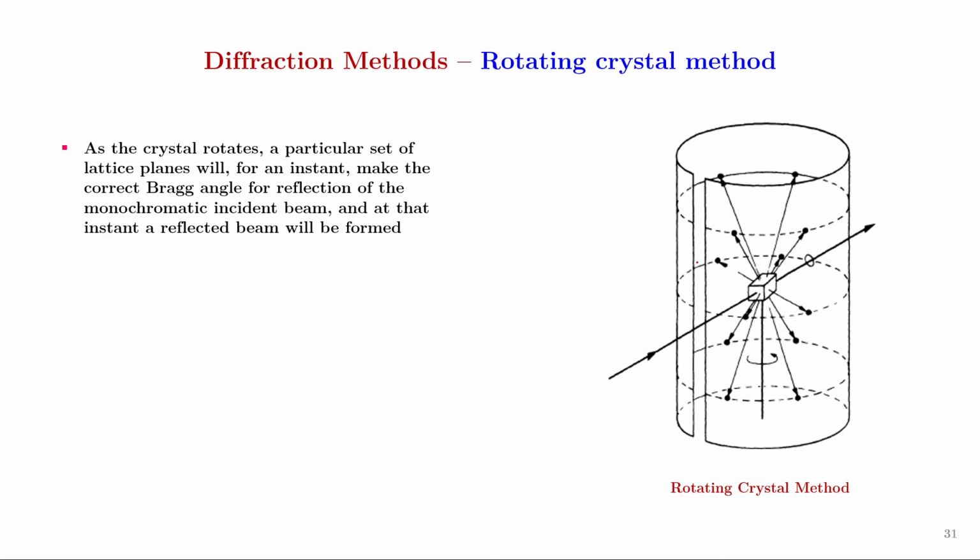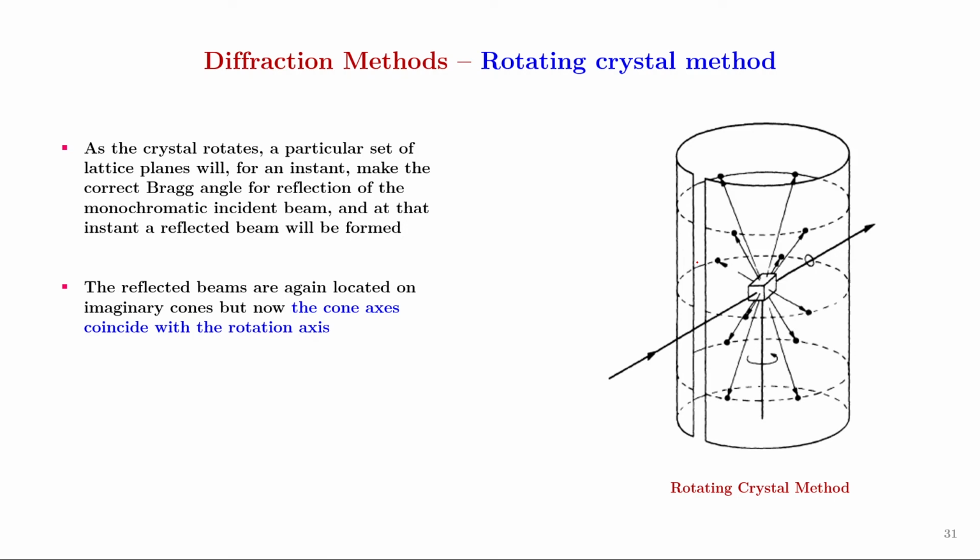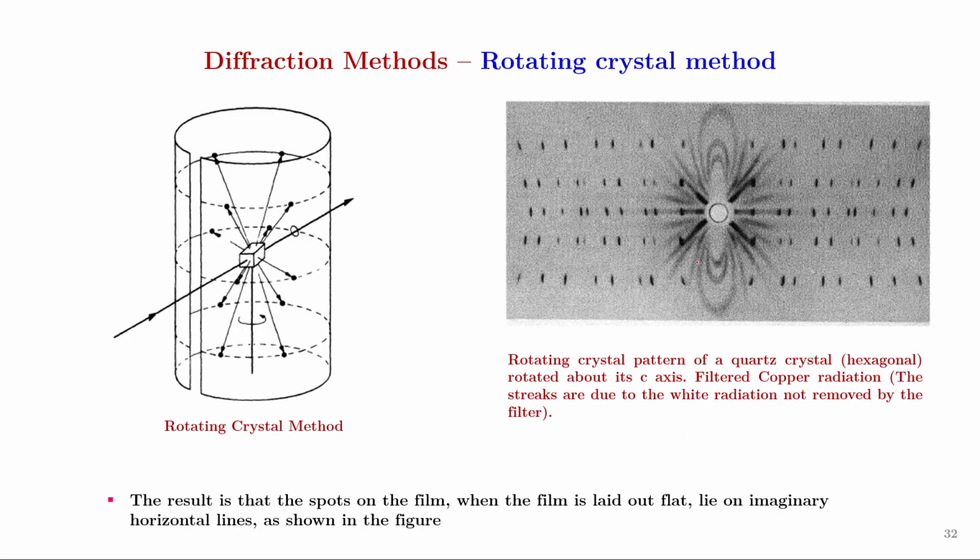As the crystal rotates, a particular set of lattice planes will, for an instant, make the correct Bragg angle for reflection of the monochromatic incident beam, and at that instant, a reflected beam will be formed. The reflected beams are again located on imaginary cones, but now the cone axes coincide with the rotation axis. The result is that the spots on the film, when the film is laid out flat, lie on imaginary horizontal lines as shown in the figure.